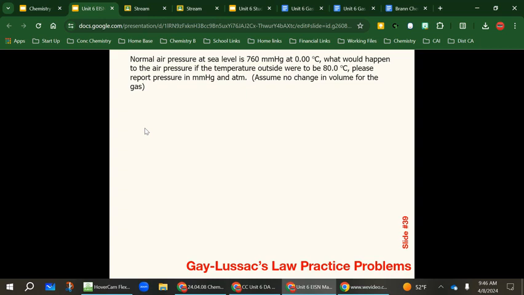So, ladies and gentlemen, this is a Gay-Lussac's law problem. P1 over T1 equals P2 over T2. We are going to put in our conditions. Now, before we can do anything, what do we have to do with certain things up here? We have to convert 0 degrees Celsius and 80 degrees Celsius into Kelvin. Very good. So we will do that by adding 273 to each. So we get 273 and 353.